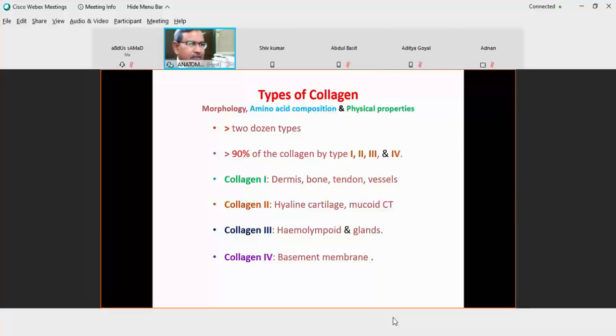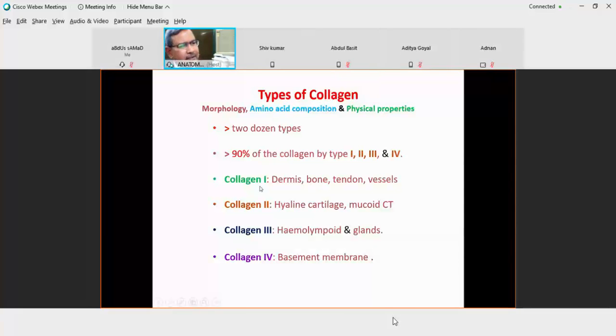And they constitute a large amount of the body weight. In the collagen itself, 90% of the collagen belongs to type 1, type 2, type 3, and type 4. So therefore, at this undergraduate level you have to particularly focus only on these four: 1, 2, 3, 4. Now, collagen type 1 is number 1.